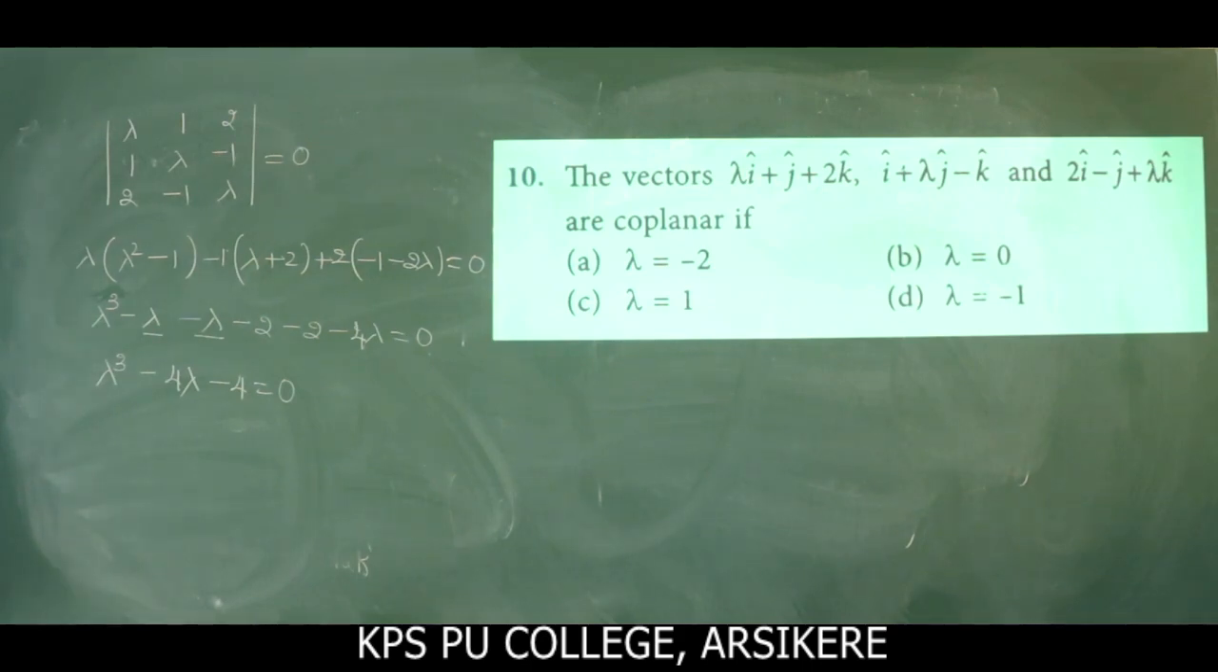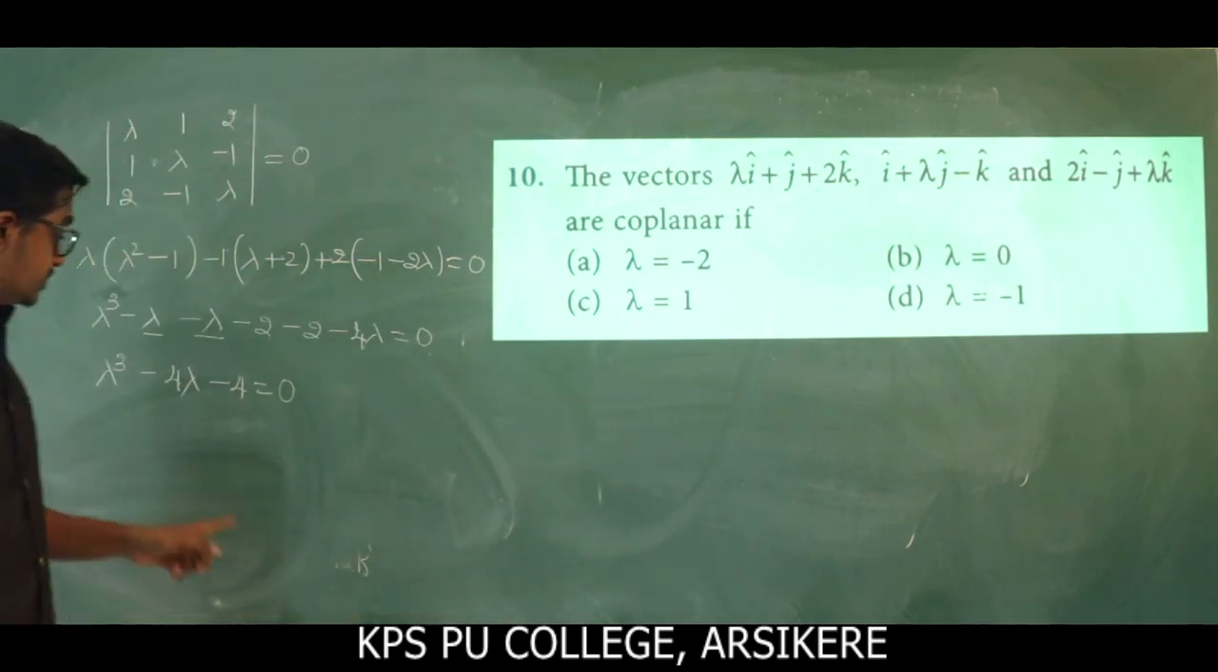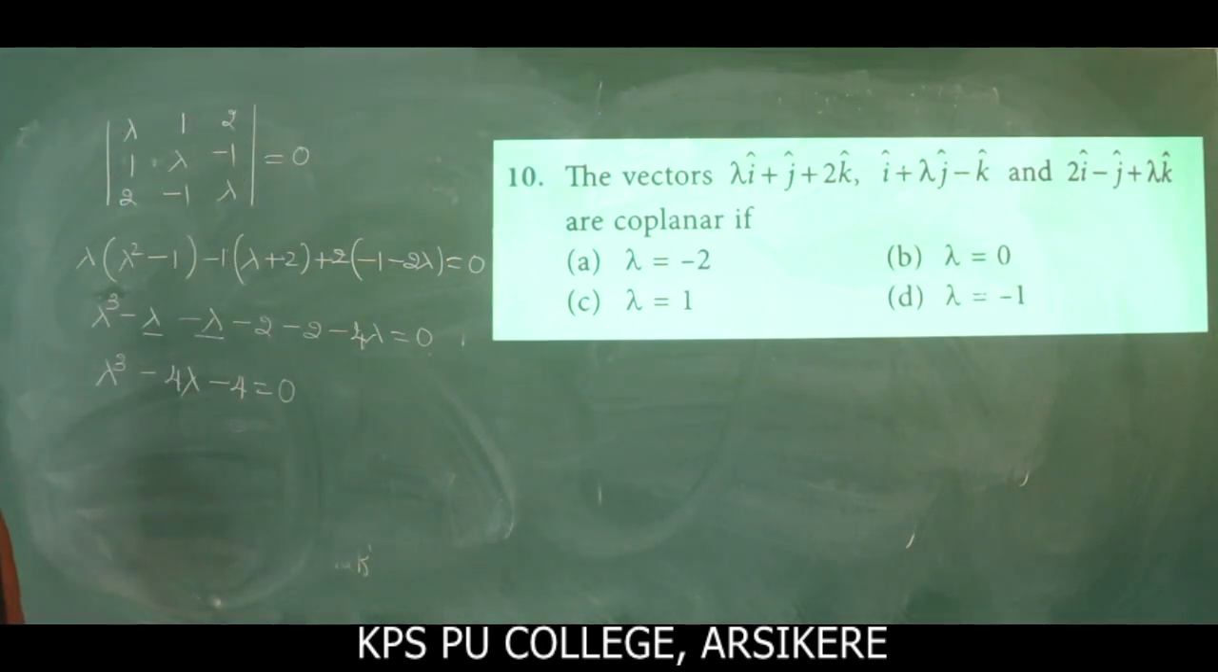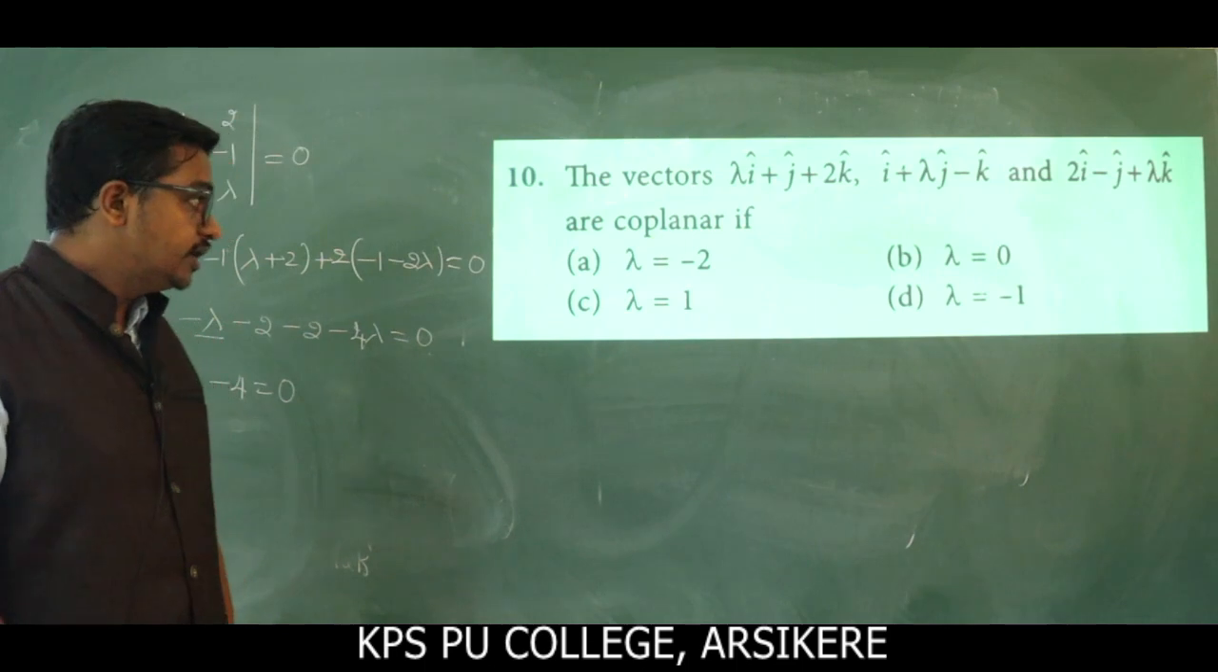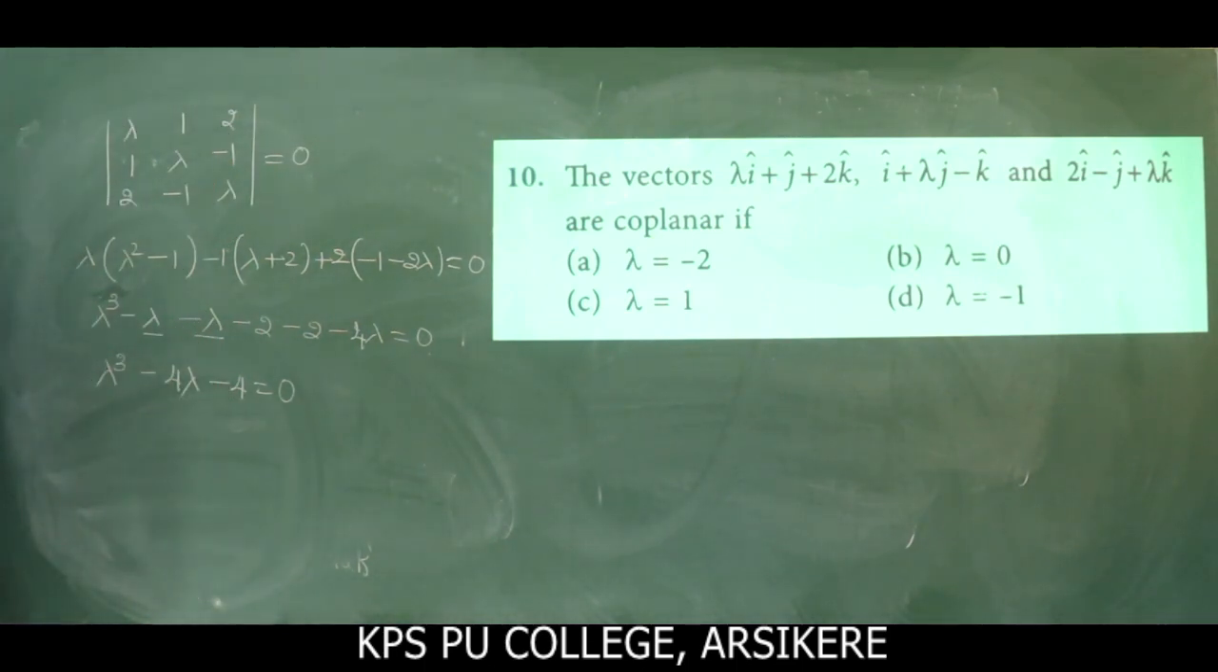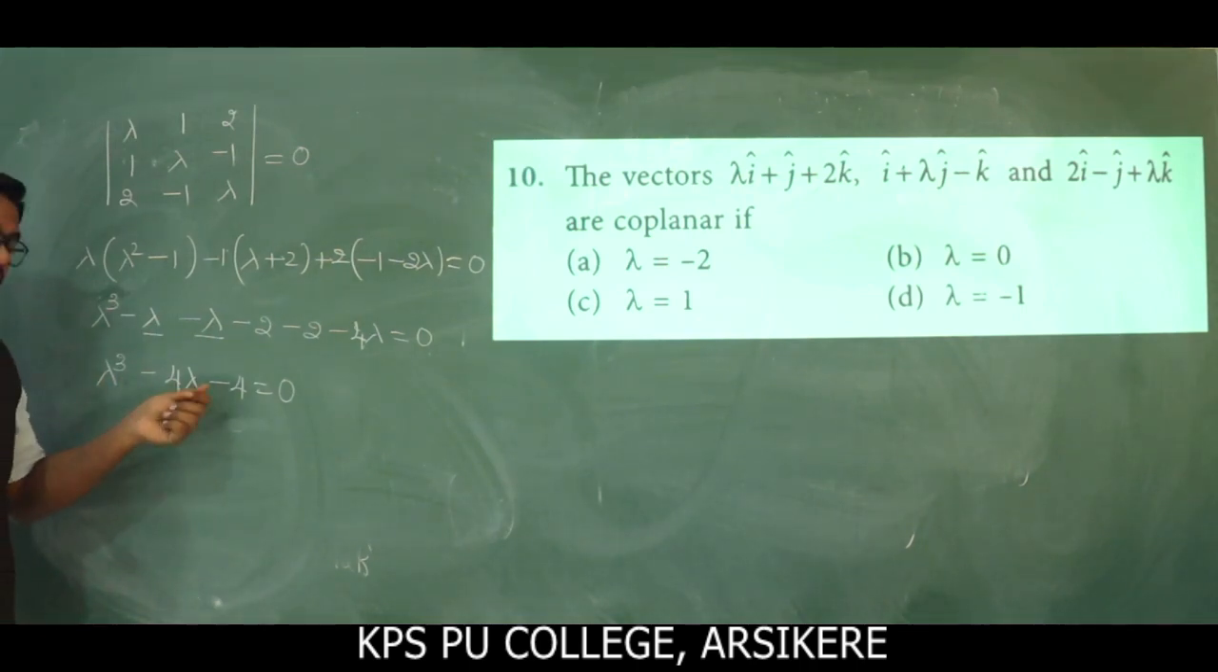So lambda cube minus 4 lambda minus 4 is equal to 0. Here we need to find the value of lambda, but this is a cubic polynomial. Go with the inspection method. So replace lambda equal to 0. This equation is not satisfied: 0 cube minus 4 into 0 minus 4, we are left with minus 4, not equal to 0. Lambda equal to 1 is also not valid. Lambda equal to 2: 2 cube is 8, minus 8, again we are left with minus 4 there.